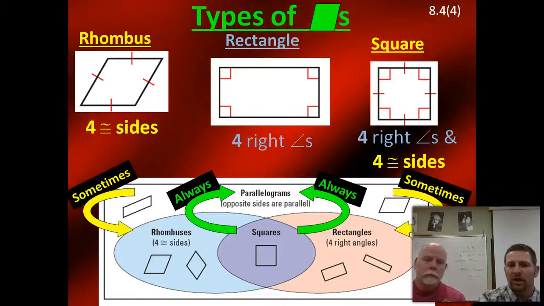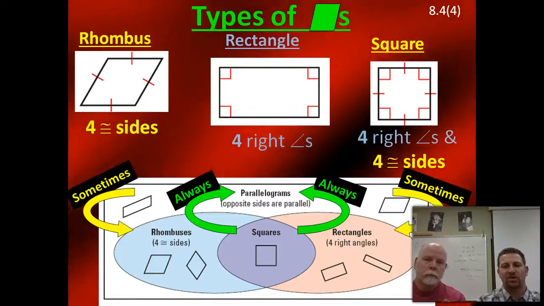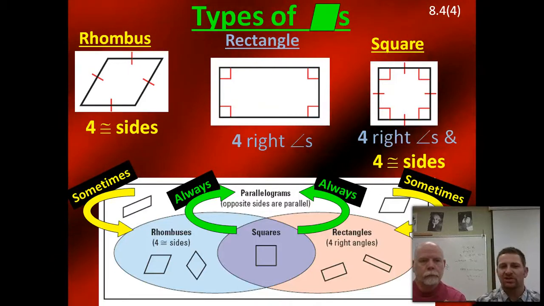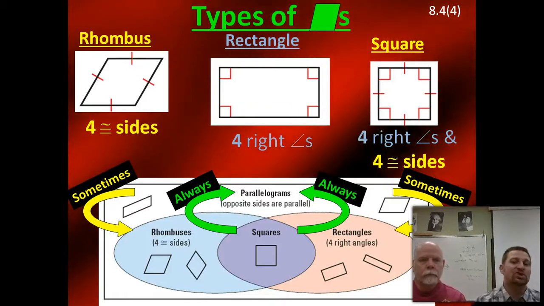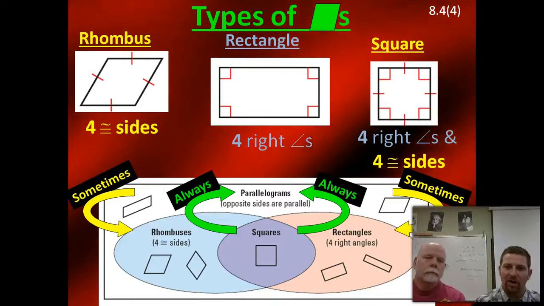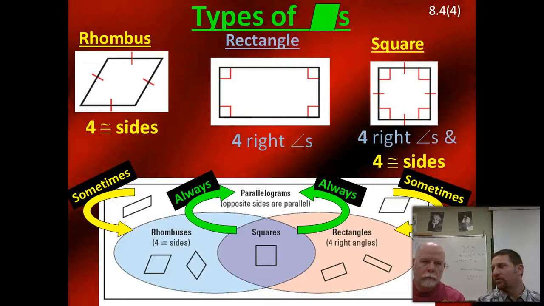And then if we get to the sometimes part, if we start at the parallelograms and go in, a parallelogram will sometimes be a rhombus if it's got four congruent sides. Or a parallelogram will sometimes be a rectangle if it's got four right angles in it. And a parallelogram will sometimes be a square if all four sides are congruent and all four angles are congruent.